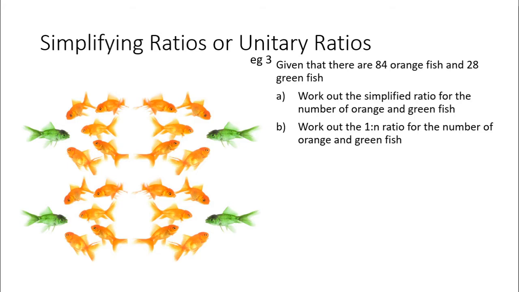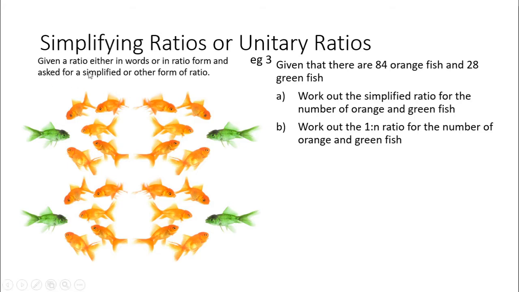Now this is a simplifying ratios question because you're given a ratio, and it can be given in words or it could be given in ratio form. This time it's given in words, that there are 84 orange fish and 28 green fish. So you're given a ratio and you're asked to simplify it, to write a ratio in a different form. So in the 1 to n ratio, the unitary ratio.